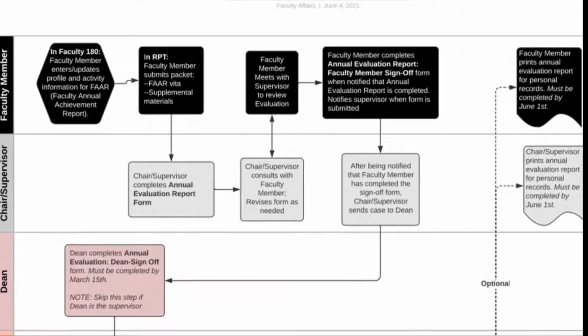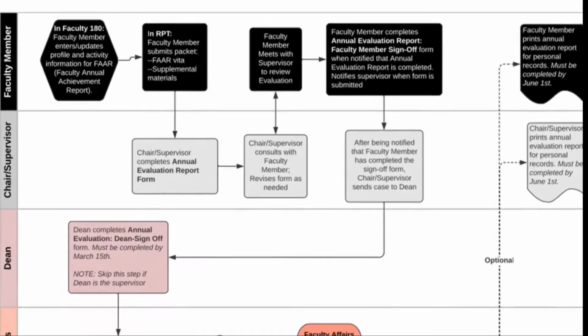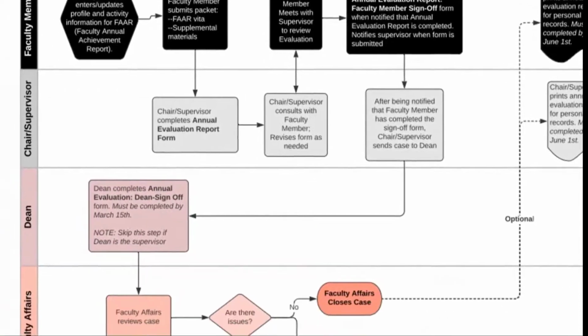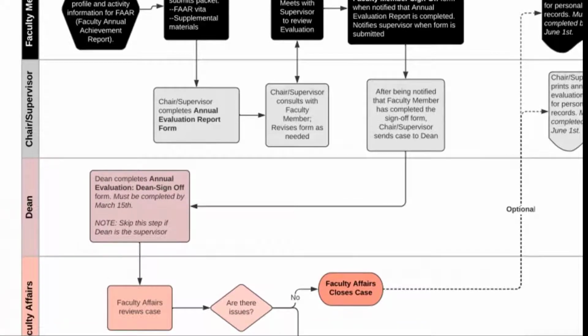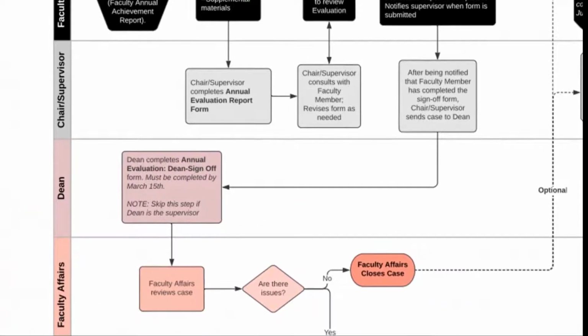Once the report is finalized, the faculty member will go back into UNLV Folio and complete the annual evaluation report faculty member sign-off form, and then they'll let their chair supervisor know that they've completed this portion and the case can then be sent forward. Once the chair supervisor sends the case forward, the dean is able to complete the annual evaluation dean sign-off form, and we ask that this be completed by March 15th.